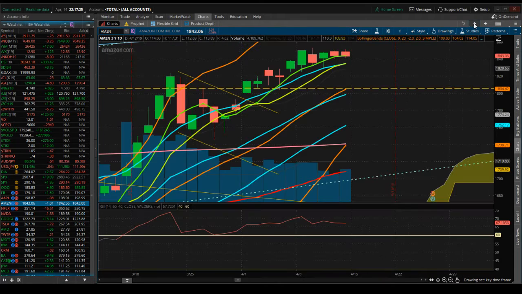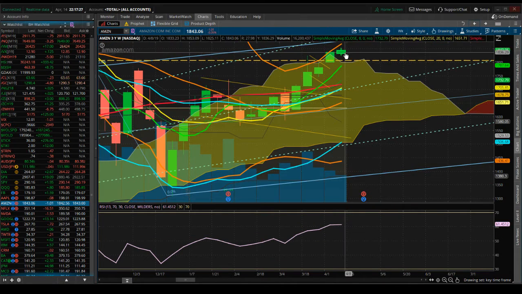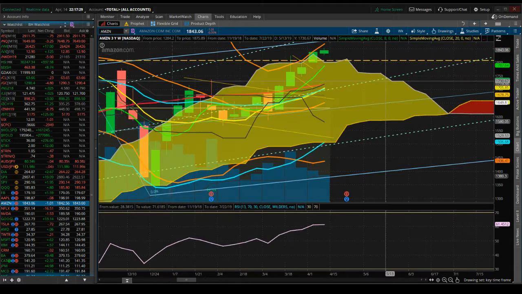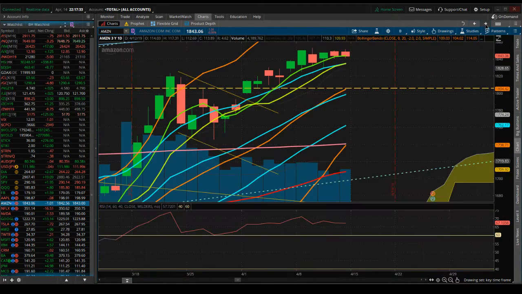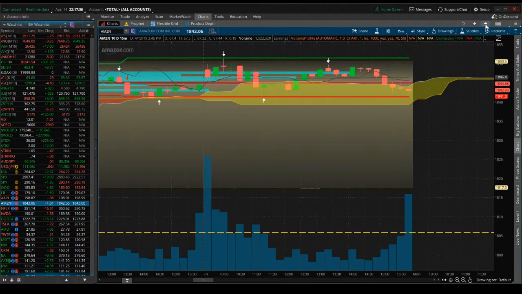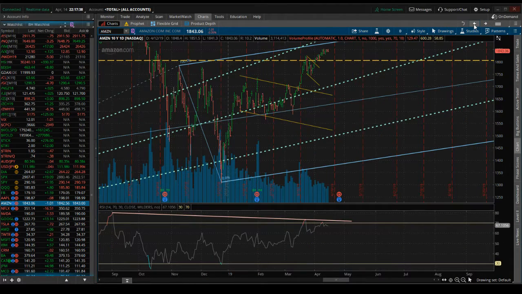Let's just see what that looks like on the weekly here. Yeah, so weekly is kind of a spinning top, and it's very possible at this pitchfork area that it might want to at least retest some lower levels before going up further to the upside. So we have that.